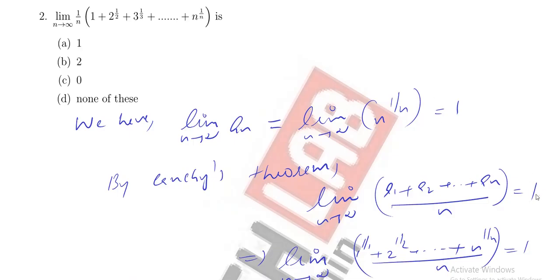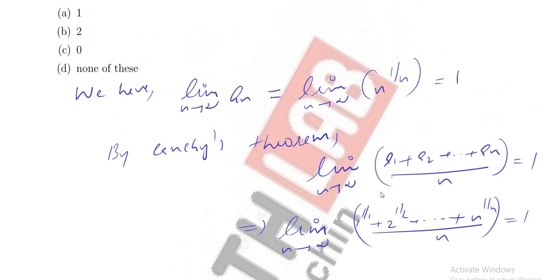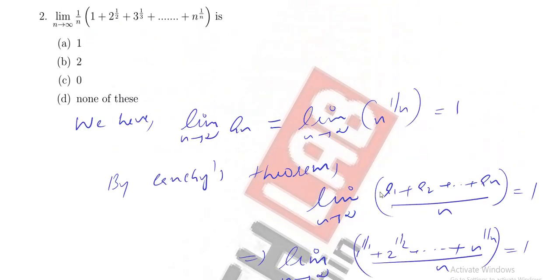Now a1 is 1 to the power 1 by 1, and a2 is 2 to the power 1 by 2, a3 is 3 to the power 1 by 3, and so on, divided by n, is equal to 1. So the answer is just 1. So this is an application of Cauchy's theorem to find the limit. Okay, now question number 3.